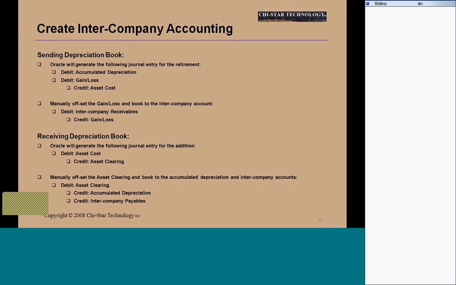So I would manually need to create a journal entry offsetting the gain and loss and booking to the intercompany receivables account. On the receiving side, when I add an asset, the journal entry that Oracle is going to create is going to debit the asset cost and credit your asset clearing account. The manual journal entry that I need to book in order to clear out the asset clearing account is as follows. I need to debit that asset clearing account, and I'm going to credit either one line or two lines, depending on financially how I brought that asset over.